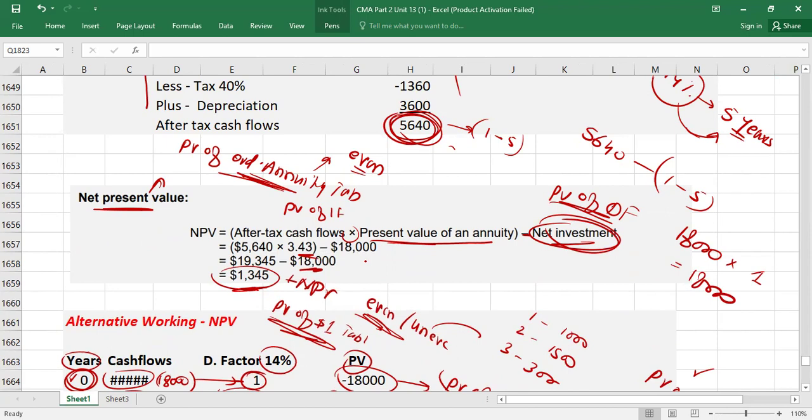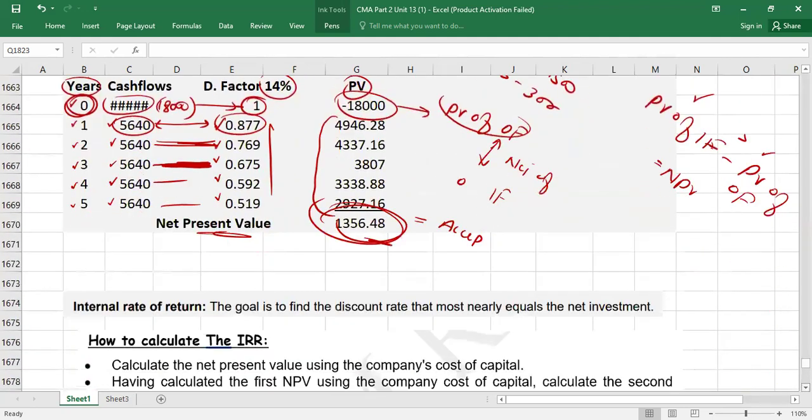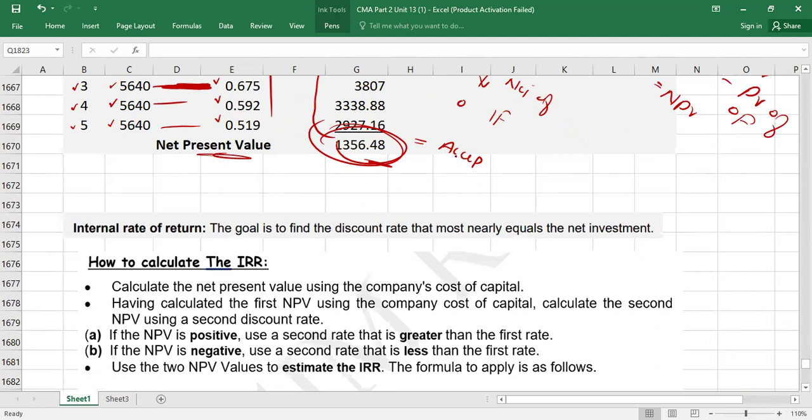But these are two ways. Okay, I hope it is clear. Please, the annuity table I told you can be used only if cash flows are constant. But the present value of dollar one table you can use in both scenarios, whether cash flows are constant or not constant. Constant means even, not constant means uneven. Now, based on the NPV we got, what project should be accepted? The project should be accepted because NPV is positive.